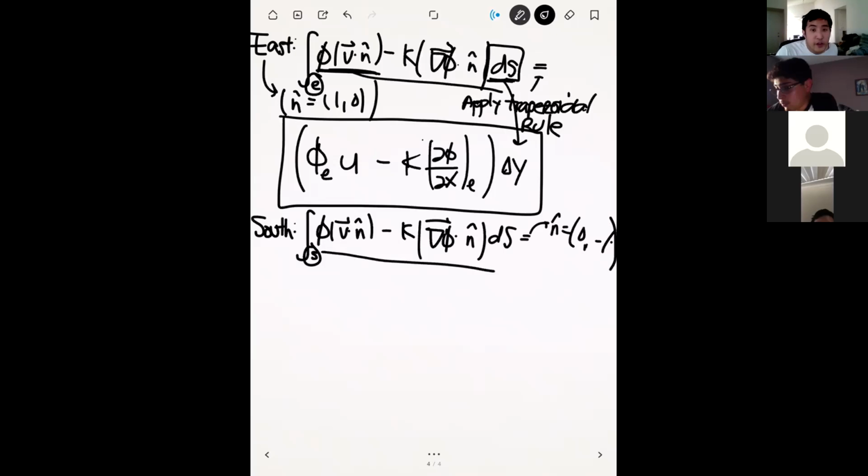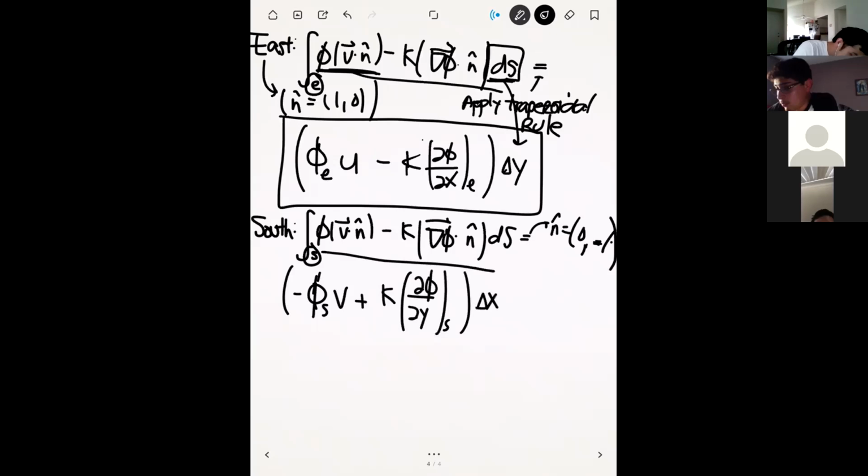For the south face, our normal vector is (0, -1). That's going to make things almost completely opposite from the last case, because we're going to multiply things by -1. And then instead of the x component of our vectors, we're going to take the y component because our n hat is (0, -1). If we do that and apply our trapezoidal rule as before, we end up with this expression. So we have minus phi little s times v plus k d phi dy at s, times delta x.